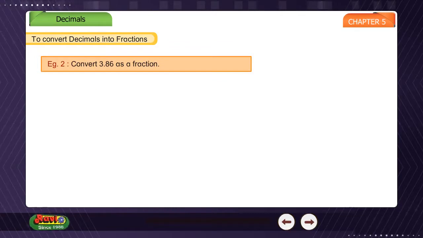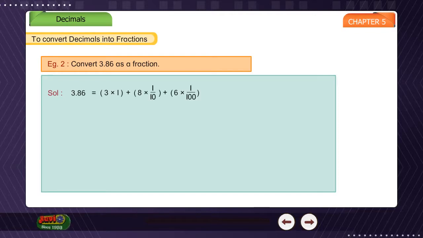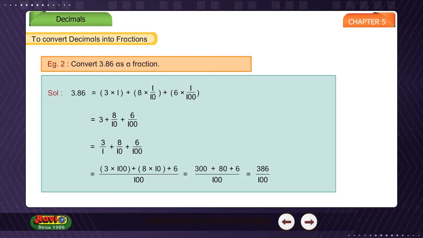Example 2. Convert 3.86 as a fraction. Solution. 3.86 is equal to 3 into 1 plus 8 into 1 by 10 plus 6 into 1 by 100, which is equal to 3 plus 8 by 10 plus 6 by 100, which is equal to 3 by 1 plus 8 by 10 plus 6 by 100, which is equal to 3 into 100 plus 8 into 10 plus 6 by 100, which is equal to 300 plus 80 plus 6 by 100, which is equal to 386 by 100.